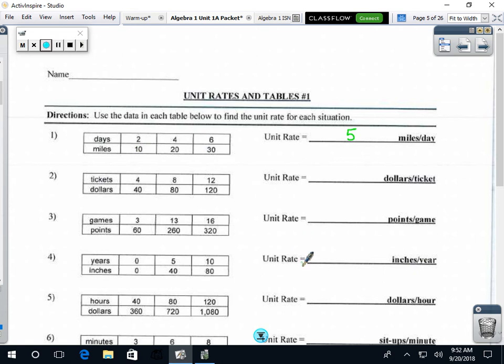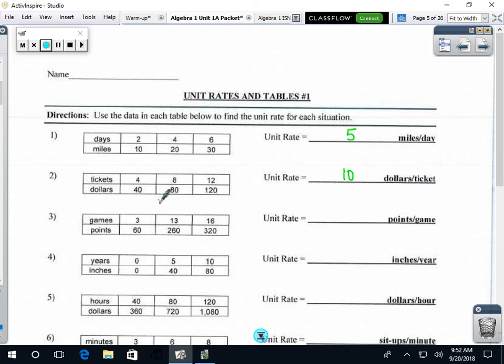All right, number 2, same thing with it. 4, 40, 8, 80, 12, 120. The X values are jumping by 4, while the Y values are jumping by 40. So 40 over 4 is 10, and that's $10 per ticket.